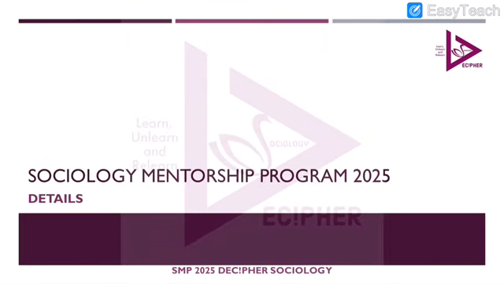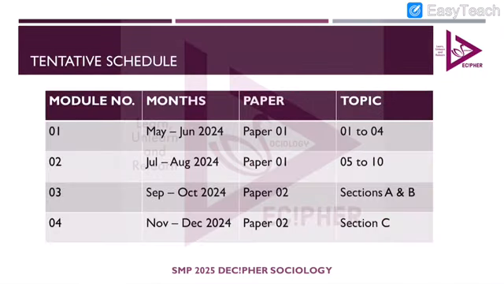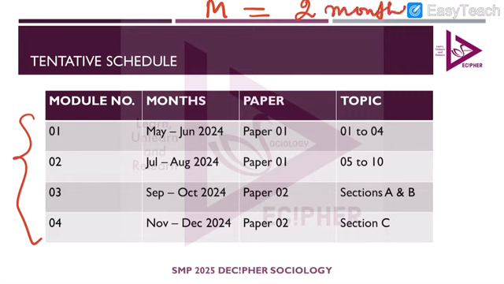Now, this is your area of concern, because now that you have understood what sociology is, how to study sociology, how to study the syllabus, you will naturally want to know what our program deals with, what do we offer, what are the features, salient characteristics of SMP 2025. We have divided the program into 4 modules. Each module is of 2 months duration.